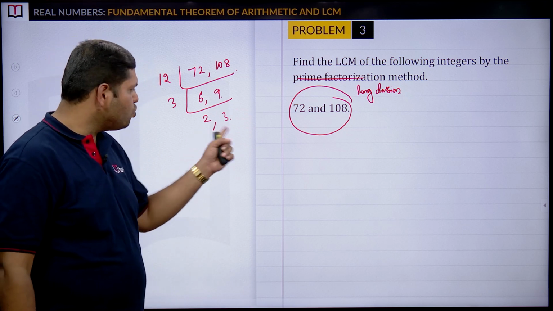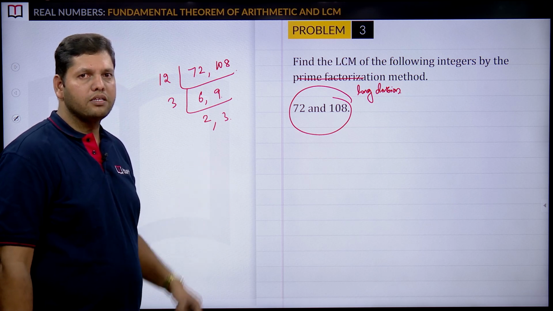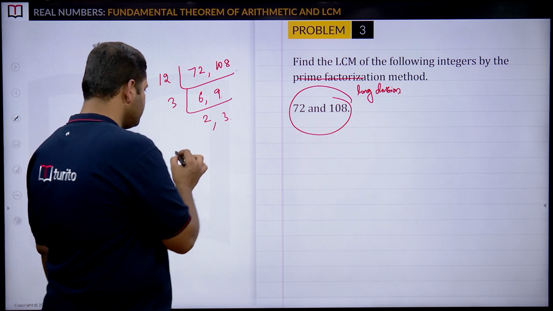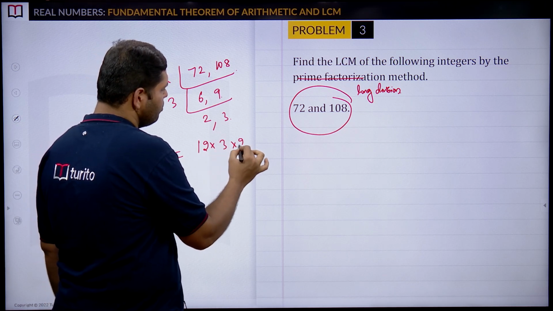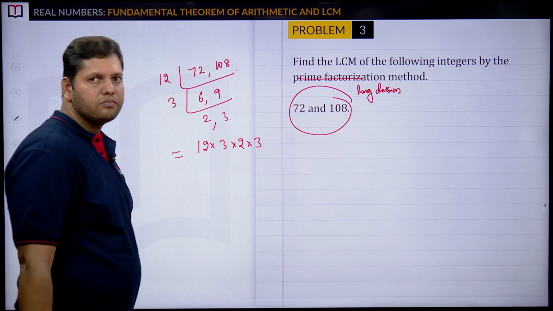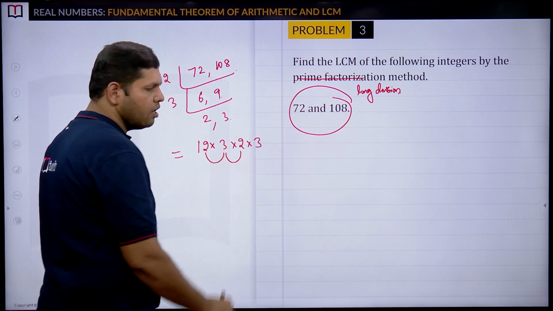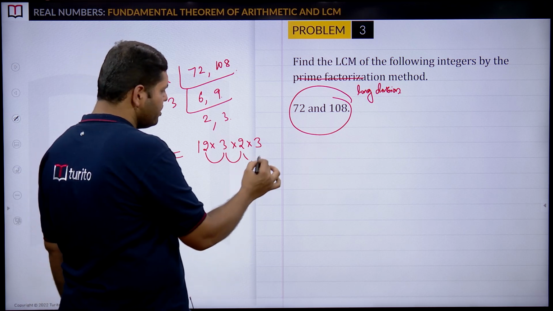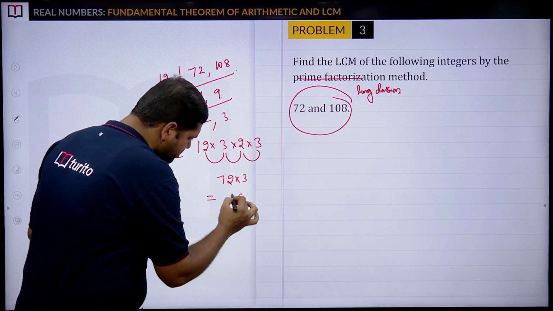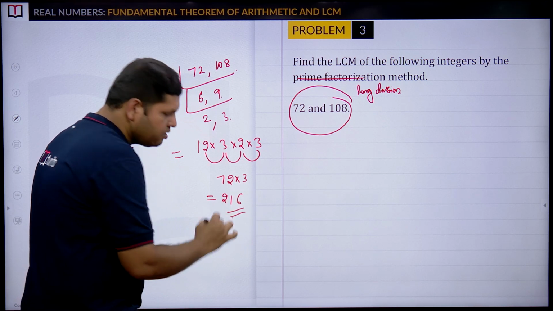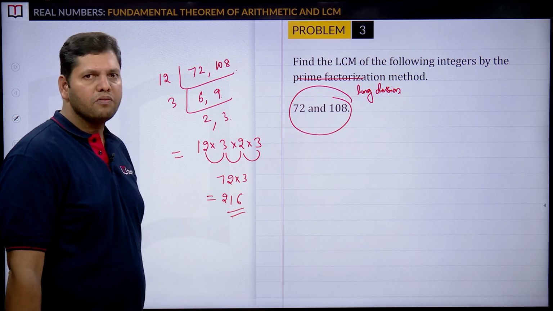Children, see here, this 2 and 3 both are co-primes. Again you can't divide both 2 and 3, isn't it? So what I am doing, just simply multiplying all these numbers. So 12 into 3 into 2 into 3. 12 3s are 36, 36 2s are 72. So what is 72 into 3, children? 3 2s are 6 and 3 7s are 21. So what is the answer? 216. Clear children? What is the LCM of these numbers?